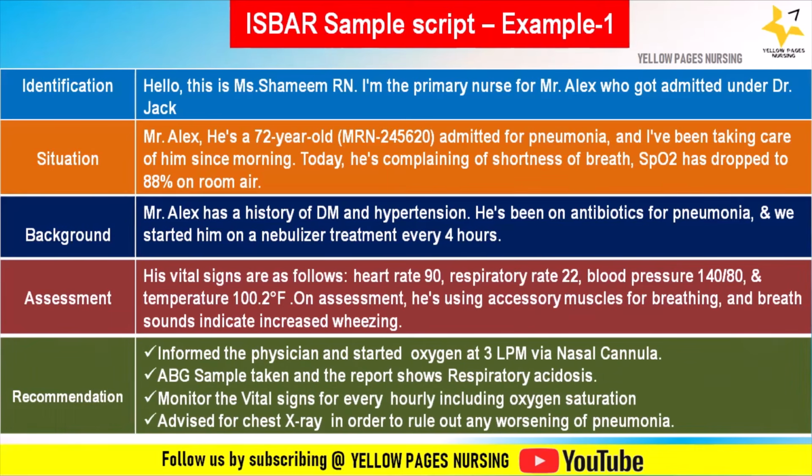Next is recommendations. I have informed the physician about Mr. Alex's condition and have started oxygen at 3 liters per minute via nasal cannula. ABG sample has been taken and the report shows respiratory acidosis. Monitor vital signs hourly, including oxygen saturation. There is an advice for chest X-ray in order to rule out any worsening of pneumonia.